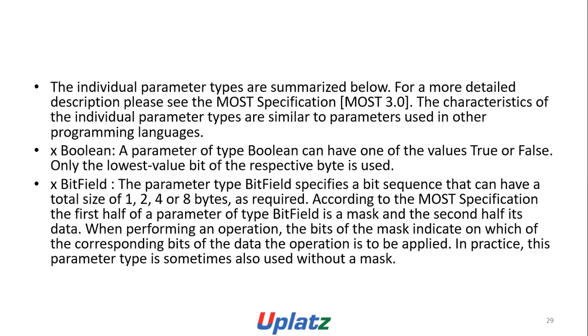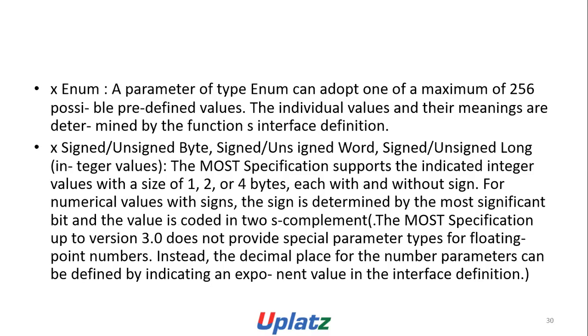When performing an operation, the bits of the mask indicate on which of the corresponding bits of the data the operation is to be applied. In practice, this parameter type is sometimes also used without a mask. Enum: a parameter of type enum can adopt one of a maximum of 256 possible predefined values. The individual values and their meanings are determined by the function's interface definition.